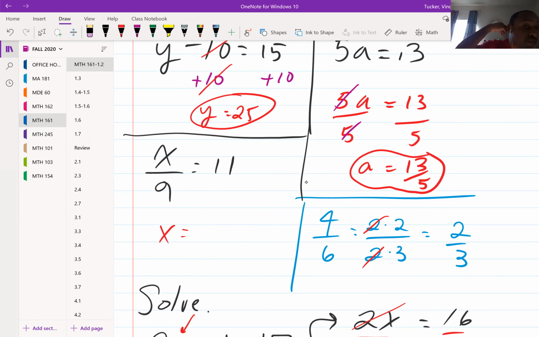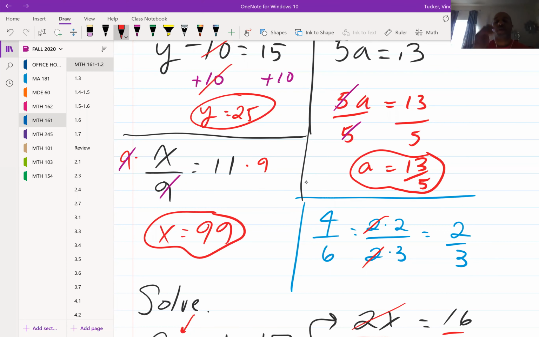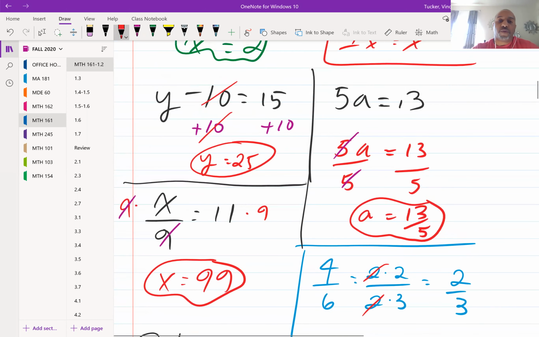Now, the last one of our simple equations, we have x over 9 equal to 11. x over 9, x divided by 9, so we'll multiply both sides by 9. The 9s cancel on the left, leaving you with just x. 11 times 9 is 99. So before we add more to it, any questions on what we've done up to this point?